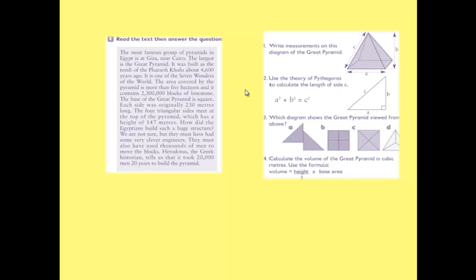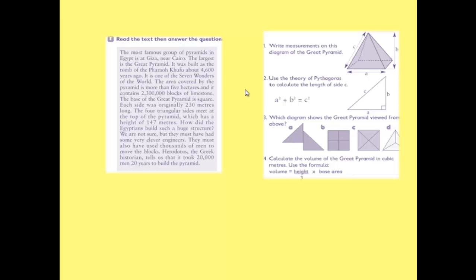The area covered by the pyramid is more than 5 hectares, and it contains 2,300,000 blocks of limestone. The base of the Great Pyramid is square. Each side was originally 230 meters long. The 4 triangular sides meet at the top of the pyramid, which has a height of 147 meters.